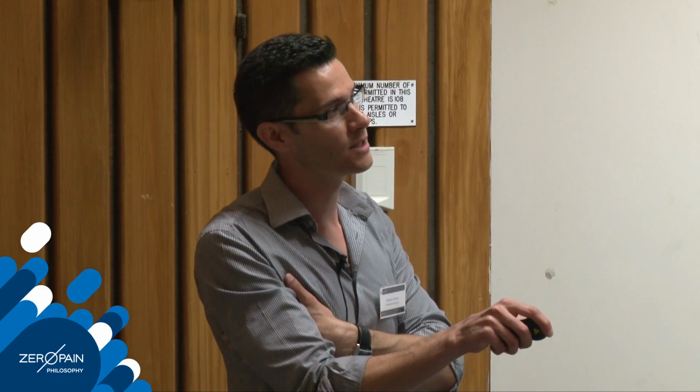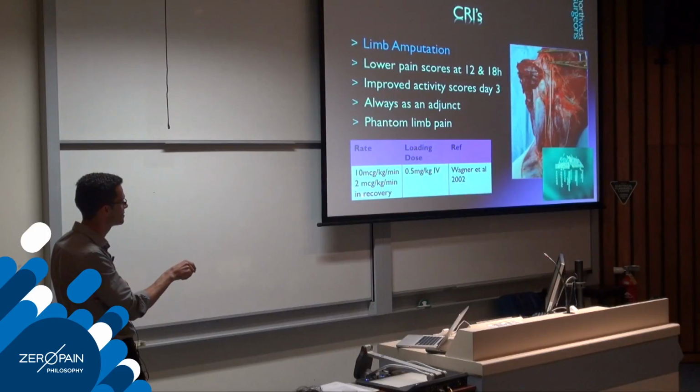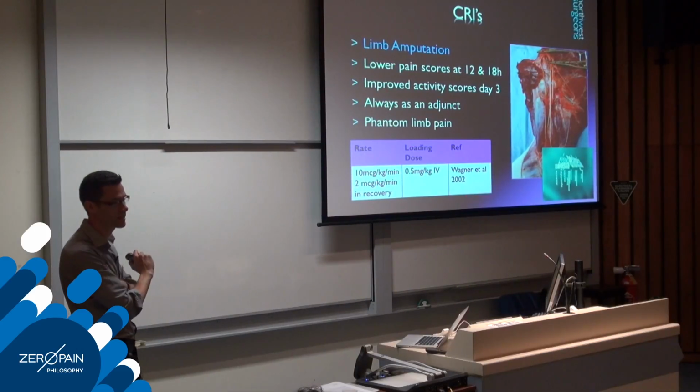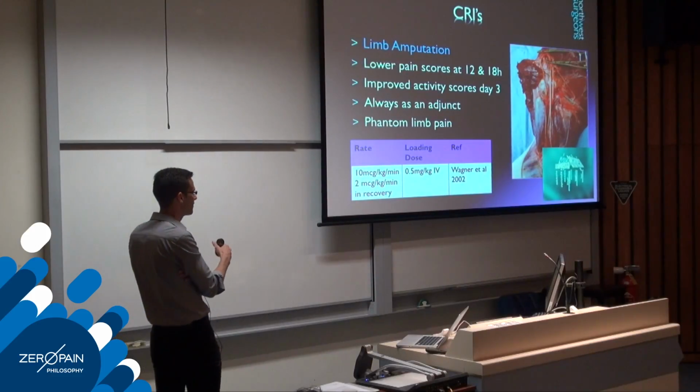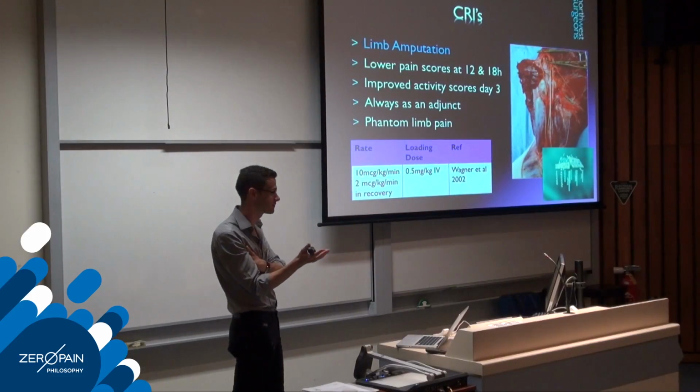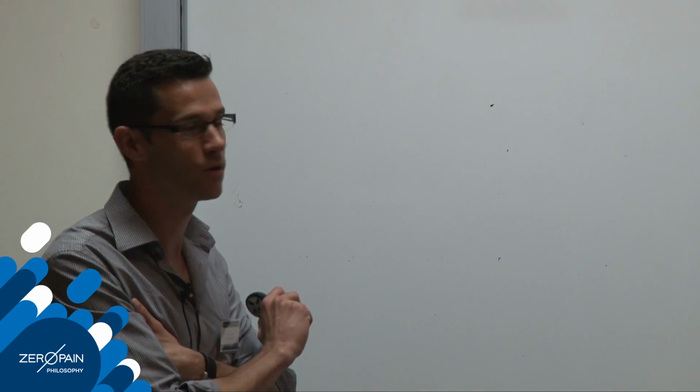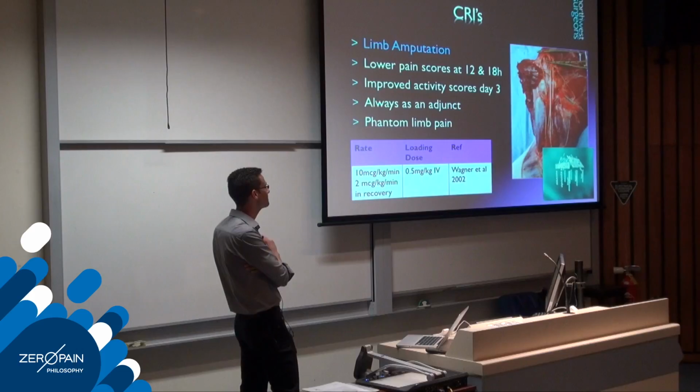The rates I use for ketamine in dogs would be 10 micrograms per kilo per minute, and then 2 micrograms per kilo per minute in recovery. You can use this for 24 hours in recovery, that's fine. Loading dose of either half a mg per kg IV or 1 mg per kg IM.